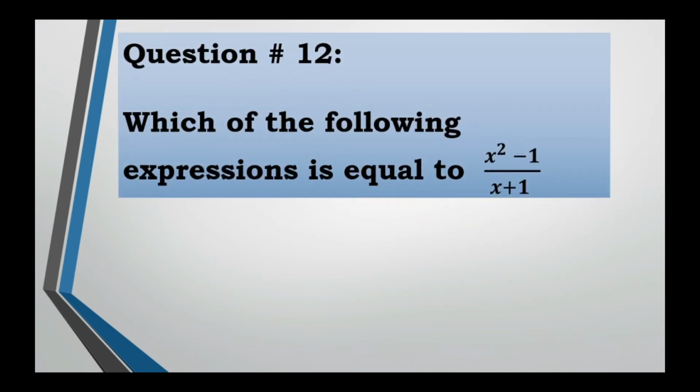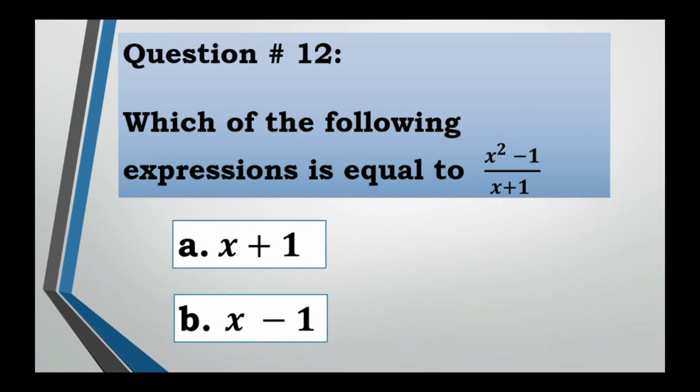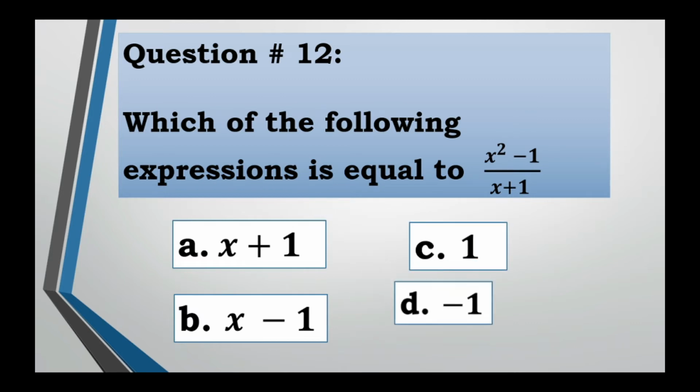Question number 12. Which of the following expressions is equal to x squared minus 1 all over x plus 1? Letter A, x plus 1. Letter B, x minus 1. Letter C, 1. Letter D, negative 1.